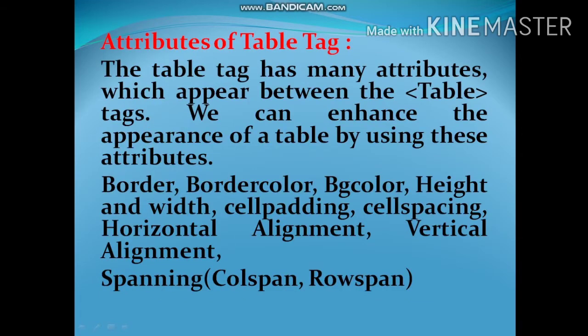Attributes of the table tag. The table tag has many attributes which appear inside the table tag. You should use these attributes inside the table tag, and some attributes you can use inside the td tag, table data tag, also. We can enhance the appearance of a table by using these attributes. Attributes are border, border color, bg color, height and width, cell padding, cell spacing, horizontal alignment, vertical alignment, and spanning, that is colspan and rowspan.